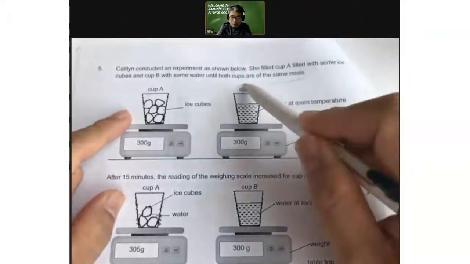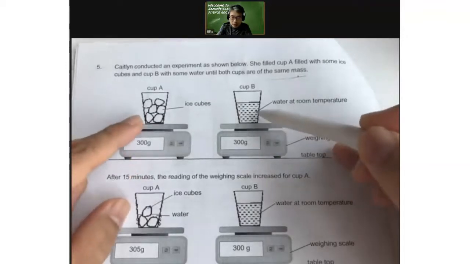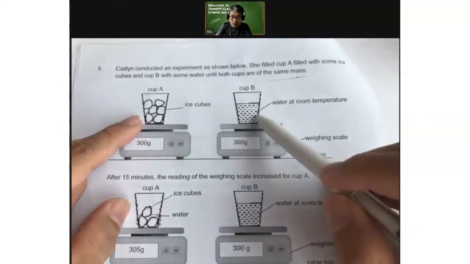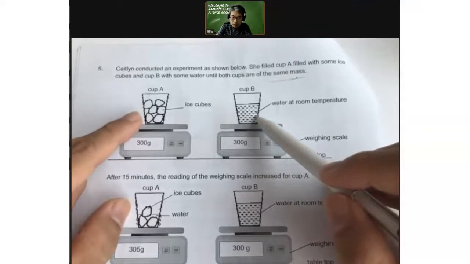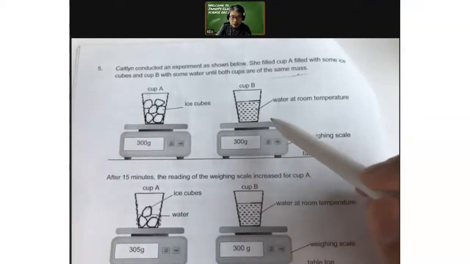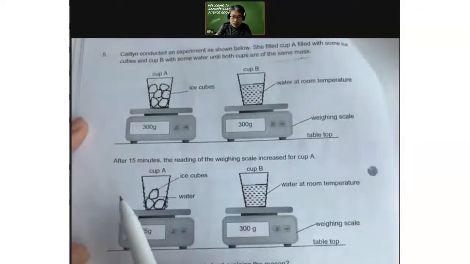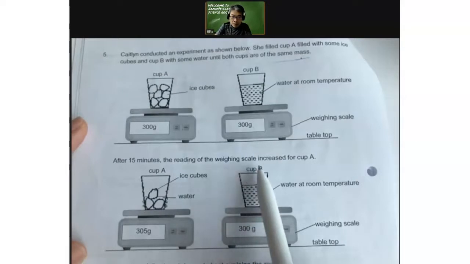So you notice at first, the cups here were identical cups, and they are of the same mass. That's why you see the same reading. And both contain water in different states. This is water at room temperature, liquid. This is ice cube, which is solid water, right? And they were at the same mass at first. After a while, 15 minutes, strangely, the reading of the weighing scale increased for cup A.